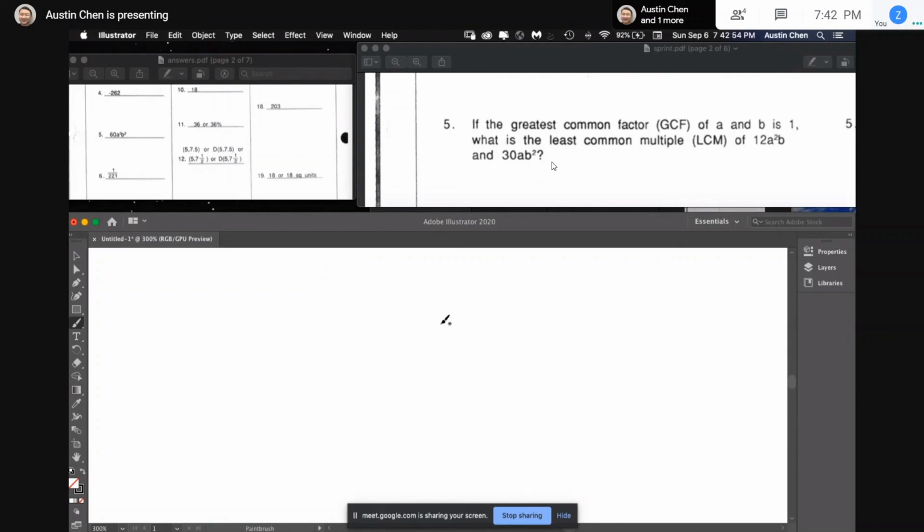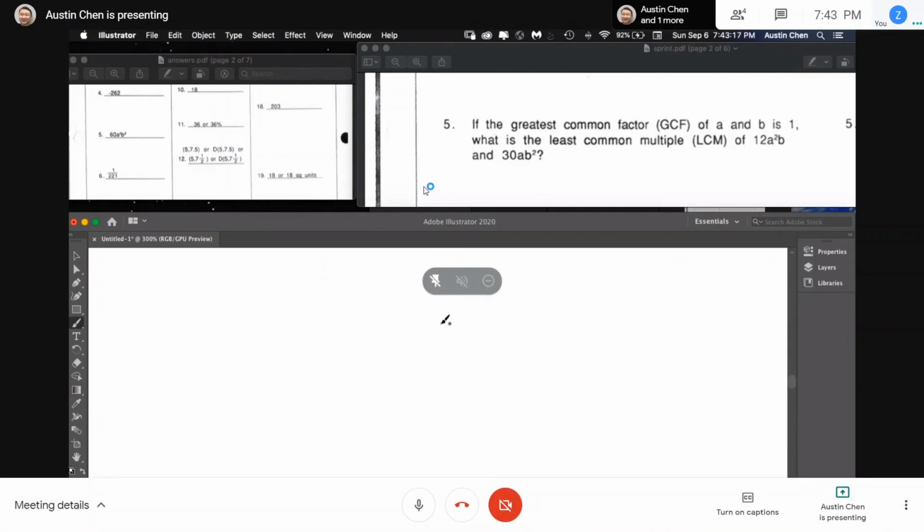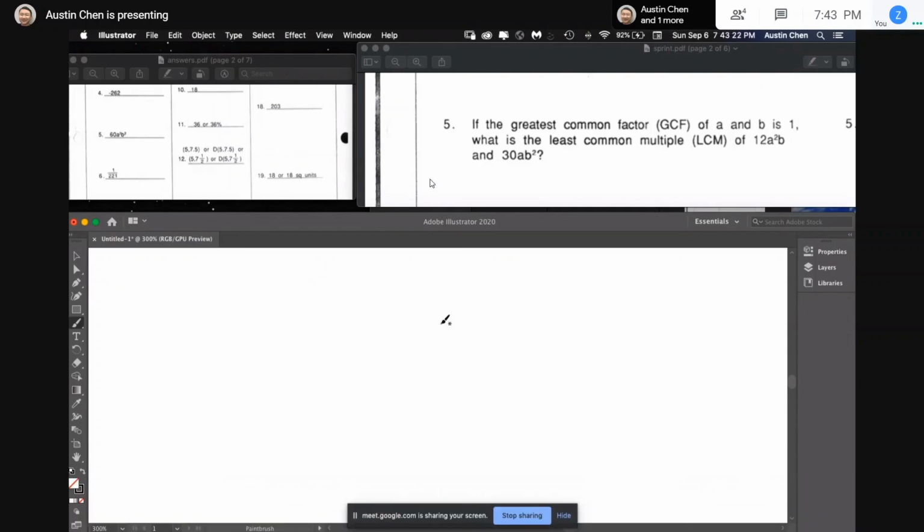So in this case, how do you know that it wants something in A and B and not a number? Well, it's going to have to be in A and B because you can't get a number. You're not going to be able to just get a number answer for this. It's going to have to be in terms of A and B.